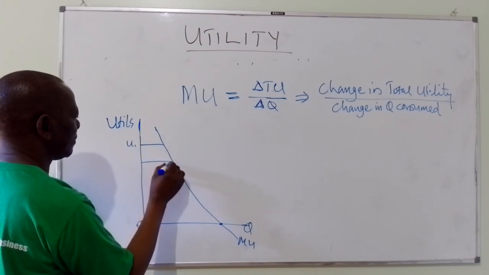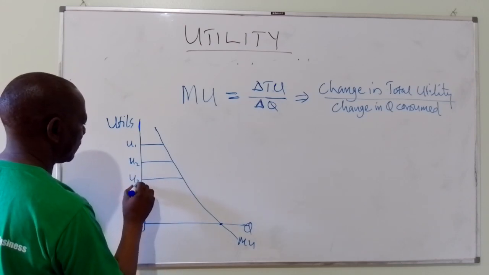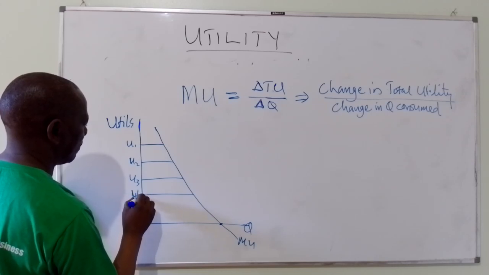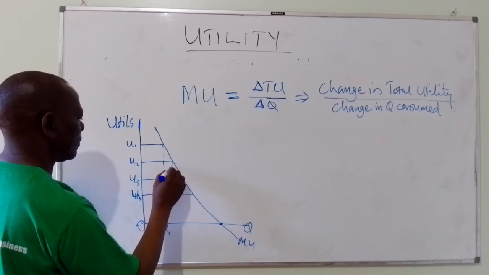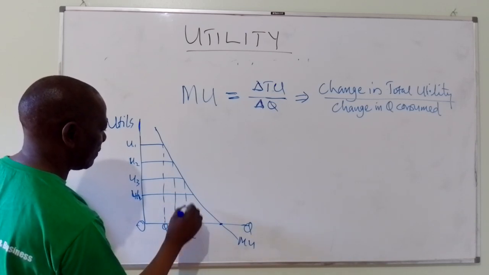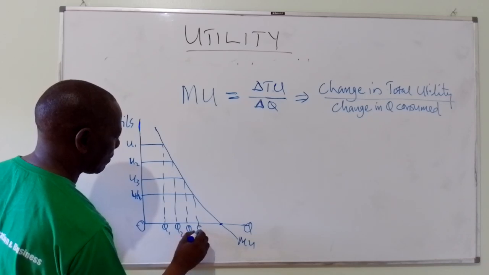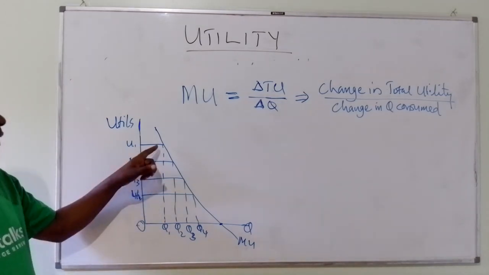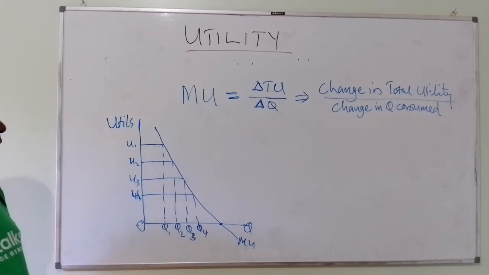UTIL 1, UTIL 2, 3, 4. Now, when you look at this diagram, you realize that the first unit that was consumed gave the consumer a very high utility. He had a very big satisfaction.